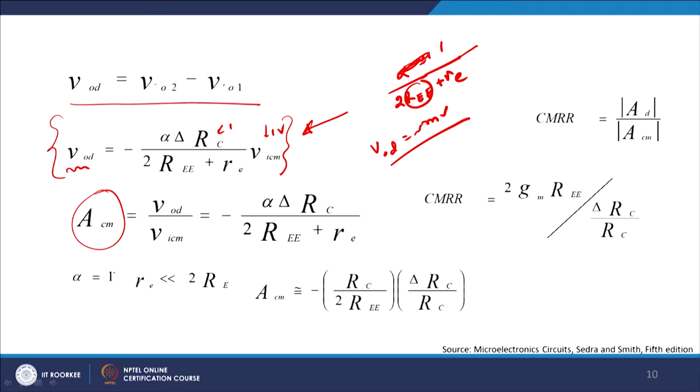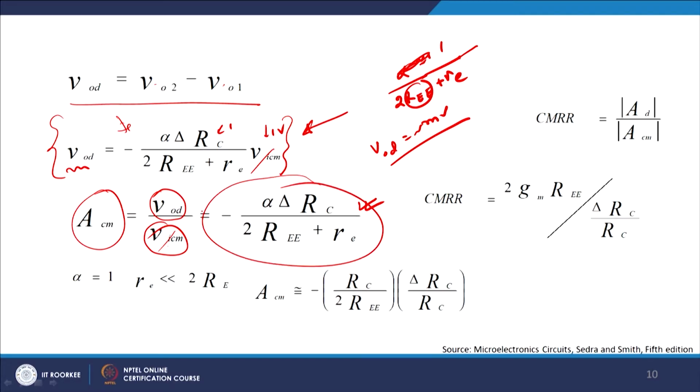Common mode gain is basically my output voltage under the condition that I am given a common mode voltage on the input side. You see this VOD. So if you divide by VICM, this VICM cancels with this VICM and you are left with ACM equal to this much. Now you can also write ACM by breaking it up into this value; you just do a small manipulation.